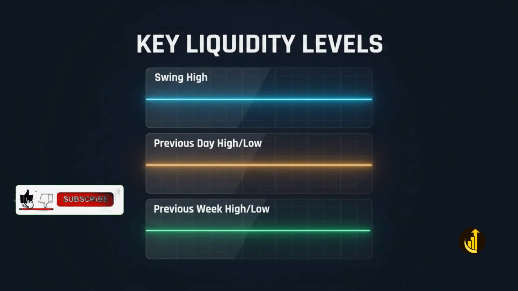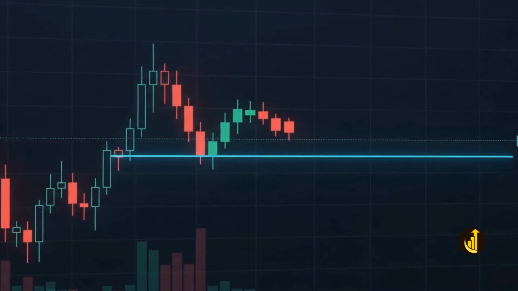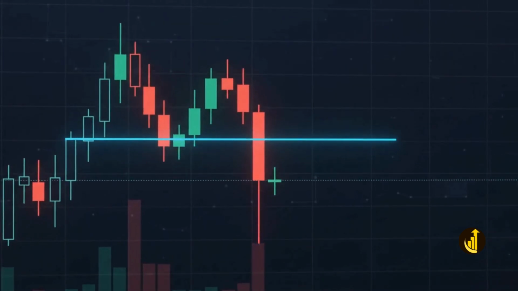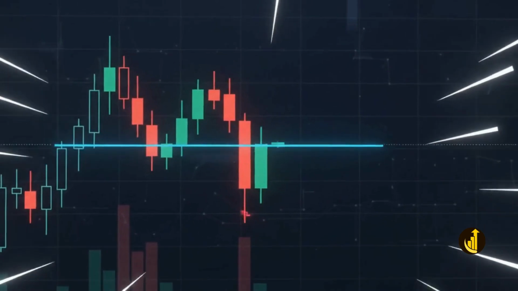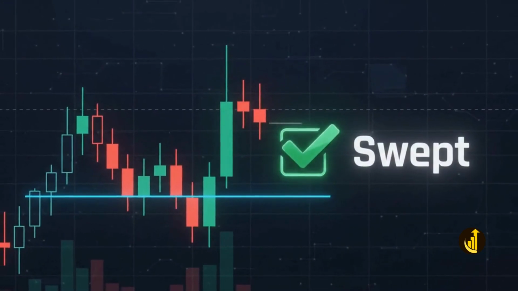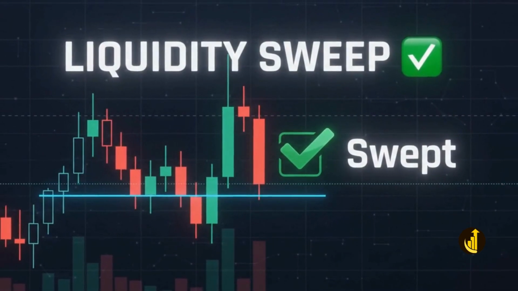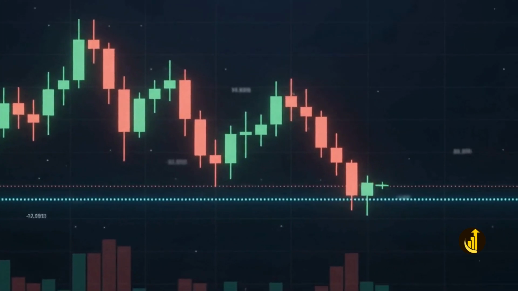So what actually happens when that liquidity gets swept? Say price dips below one of these levels then closes back above it. So how do you actually use this? Once you see one of these levels get swept, that's often your cue to start watching for a reversal, because the liquidity smart money needed has just been grabbed, and price is now free to move in its real direction.